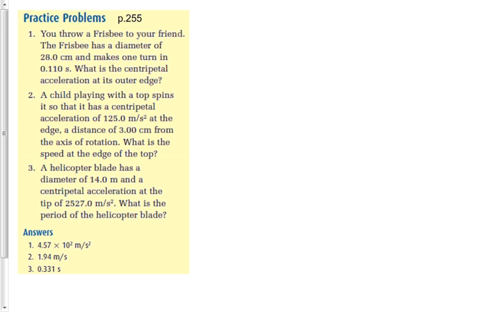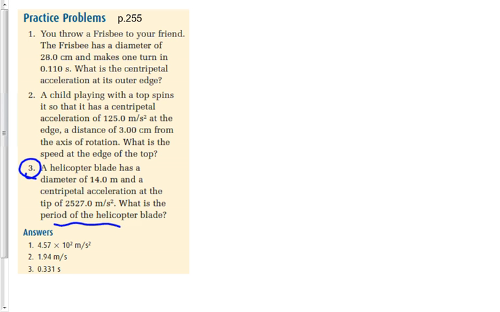All right, we had 3 bits of homework last night, 255, 256, and 259. On 255, somebody already asked me to go over question number 3. We'll take a look at that now. It says the helicopter blade has a diameter of 14 meters and a centripetal acceleration of 2527. What's the period of the helicopter blade? That's a good question, actually.